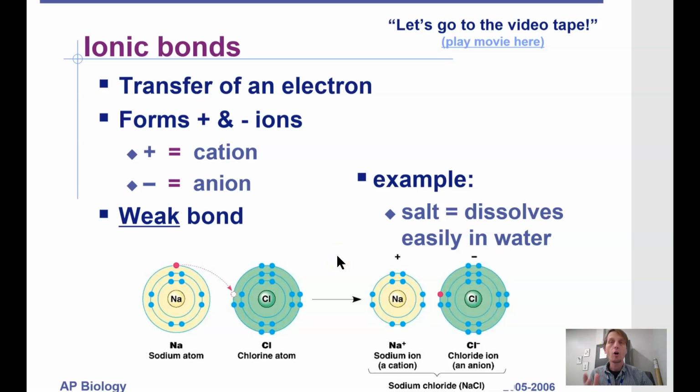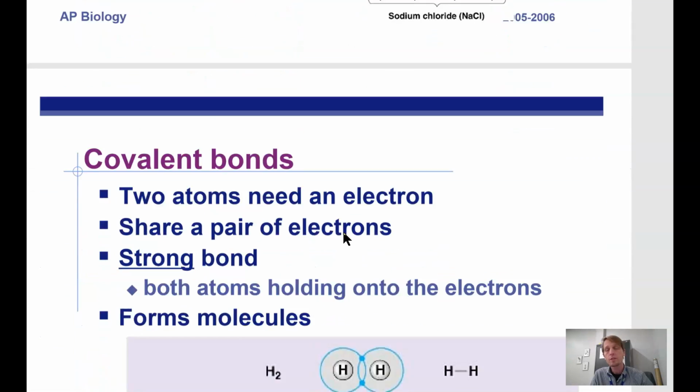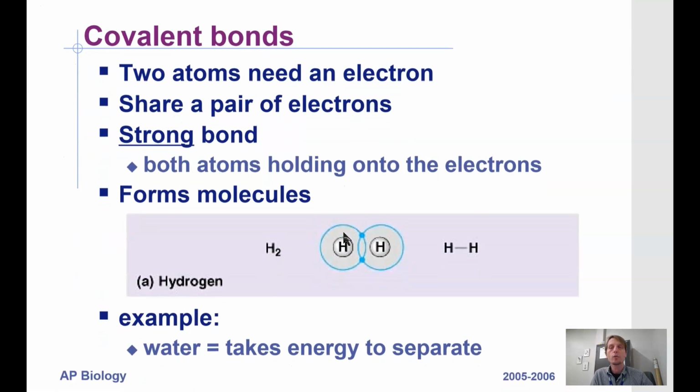So what we call charged particles are ions, right? So we have a sodium ion and we have a chlorine ion. And together, these would make an ionic bond. You can go more slowly through these slides on your own time. I just want to get through the bonds.